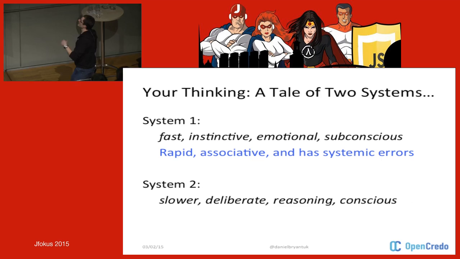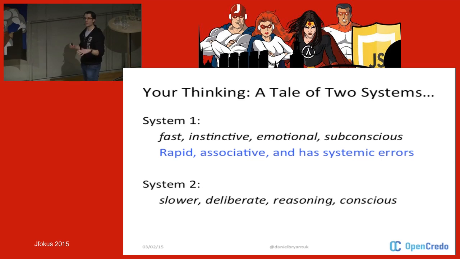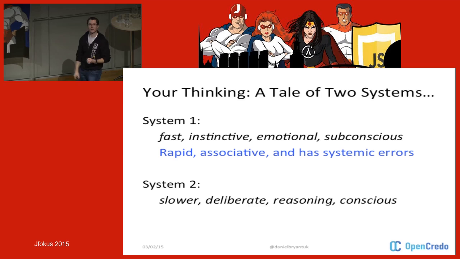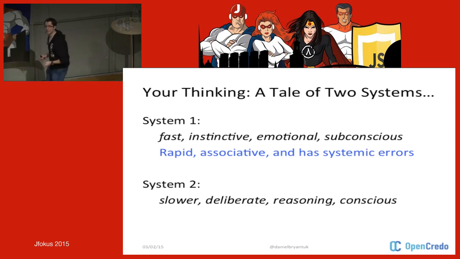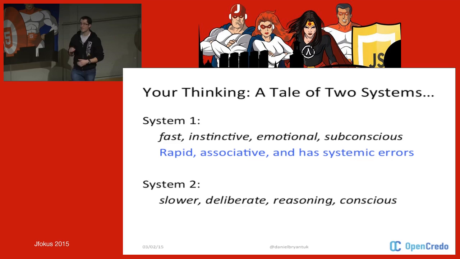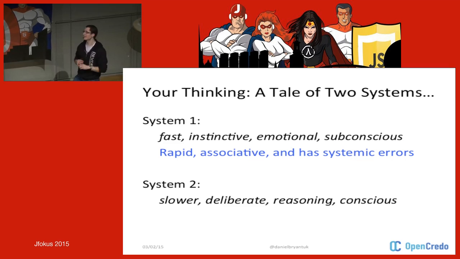So System 1: it's rapid, it's associative, it has systemic errors. It came from the time when we were being chased by dinosaurs, in the evolutionary sense that the brain was developing. We were being chased by dinosaurs, tigers, that kind of thing. And a false positive wasn't a big deal. If you thought you saw a tiger's face, you're running, no problems, yeah? That's fine, back in the day it was a great survival mechanism. But the problem is, we see tiger's faces everywhere these days. And in the kind of work that we do as developers and architects, false positives aren't always a good thing.